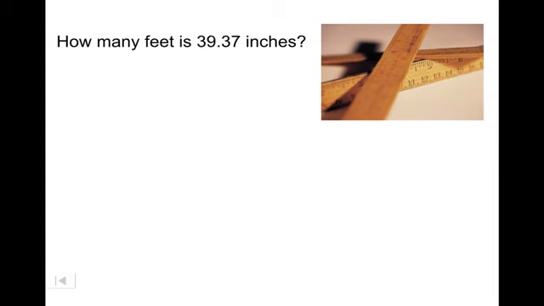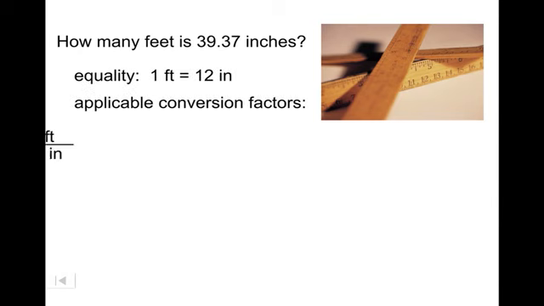How many feet is 39.37 inches? So you need your equivalence between feet and inches. The equality is 1 foot equals 12 inches. You can write it as 1 foot over 12 inches, or 12 inches over 1 foot.